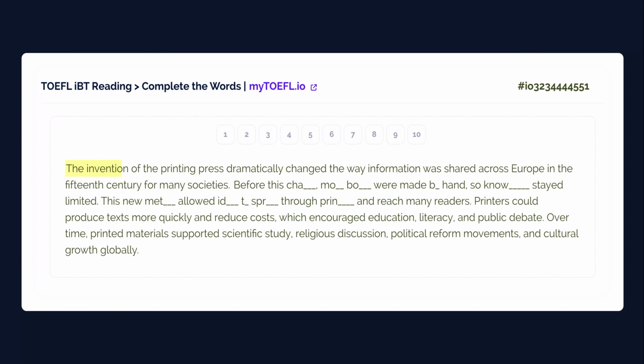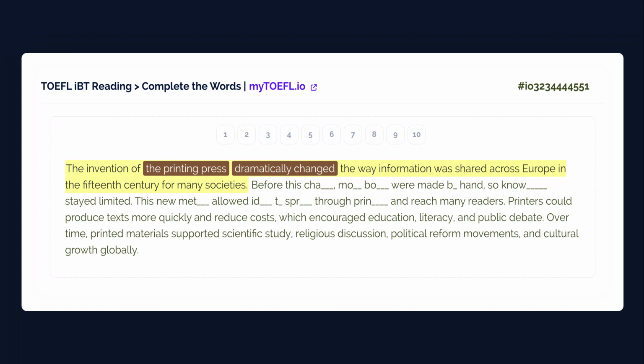The invention of the printing press dramatically changed the way information was shared across Europe in the 15th century for many societies. In this opening sentence, we are introduced to the primary subject, which is the printing press. The author uses the phrase dramatically changed to emphasize that this was a massive shift in history.